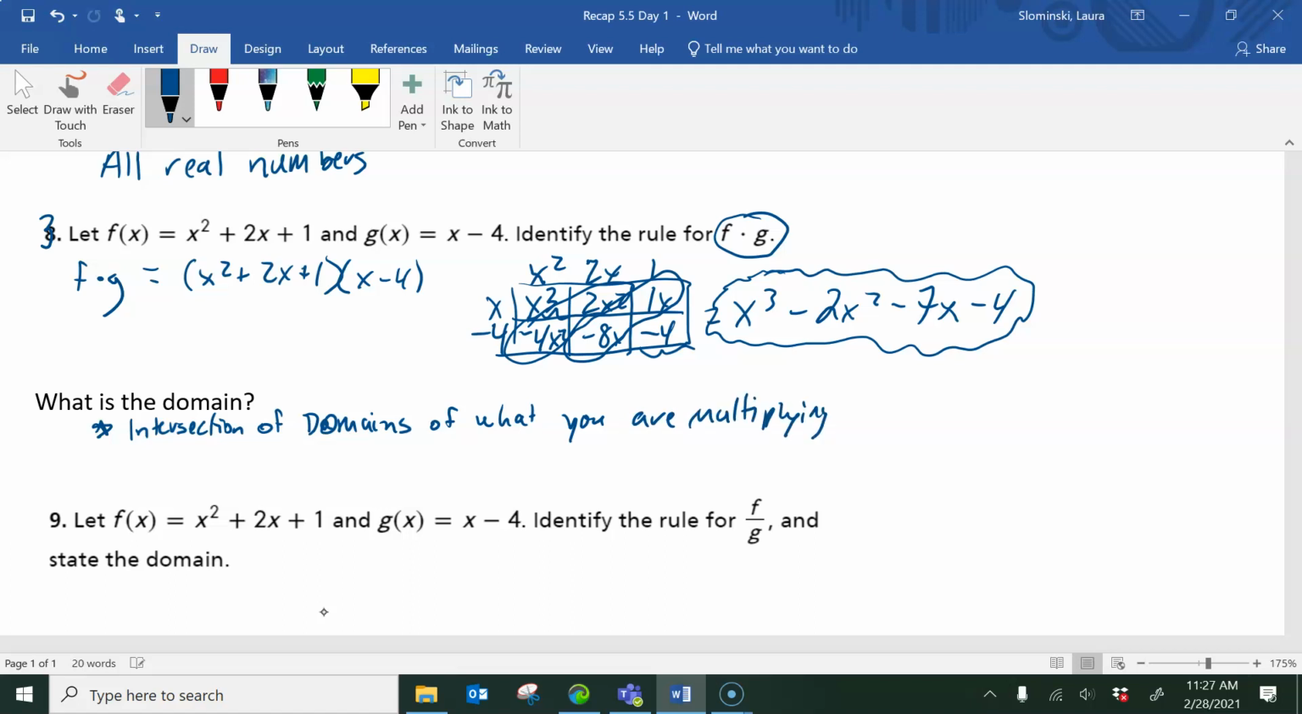Now, in this case, it's again all real numbers, because I have a quadratic, whose domain is all real numbers, and a linear. So the domain of this one in particular is again all real numbers. But in the video, it does show some exceptions to that rule.